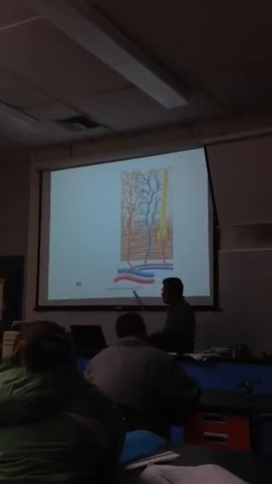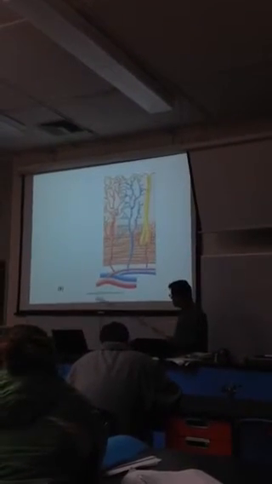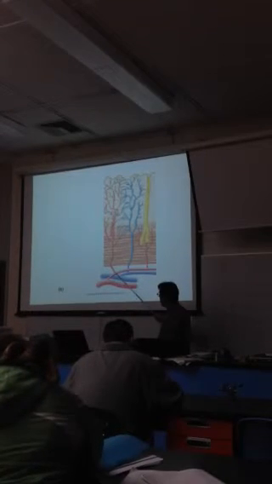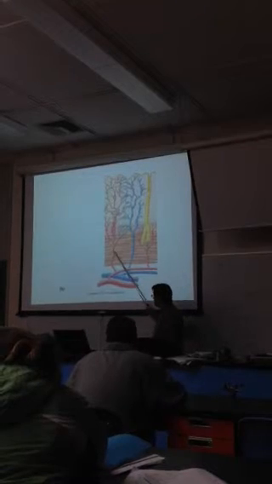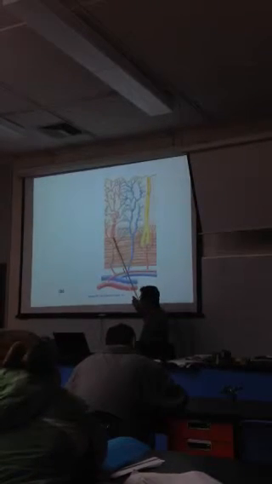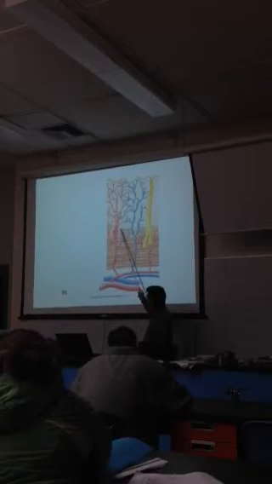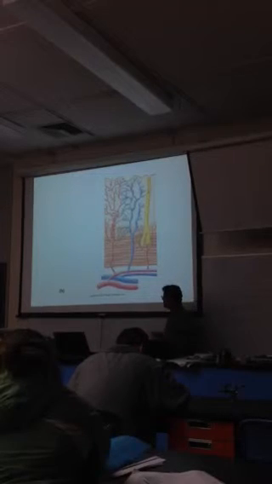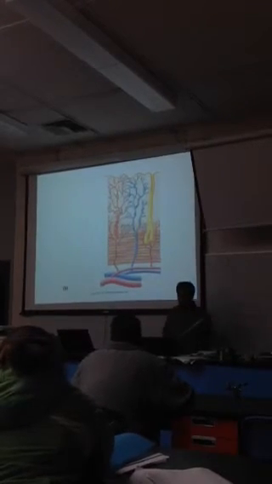Here you have the endometrium and the blood supply of the endometrium. So you have the uterine artery, the arcuate artery, and the radial artery. The radial artery divides into straight and spiral arteries. The straight artery will supply the basal layer of the endometrium, and the spiral artery will supply the functional layer of the endometrium.